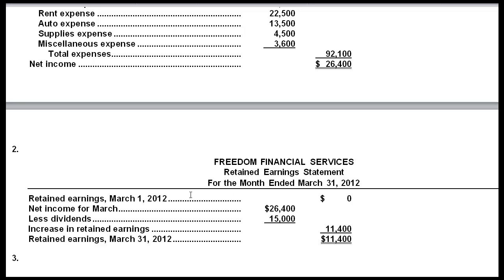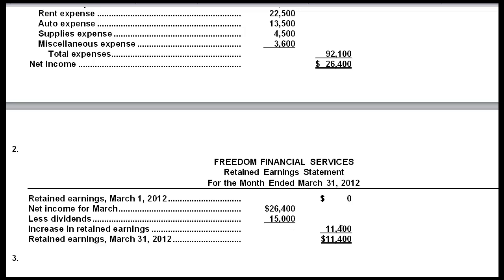Okay, so we started out, we're assuming that this is a new business. I think this was the first month of business. So we had no retained earnings to begin with. We added our net income of $26,400. We paid dividends of $15,000, right? So we know that dividends reduce our equity. So what we're going to have to do is we're going to start with 0. We add $26,400. We subtract $15,000. That leaves us with an $11,400 balance.